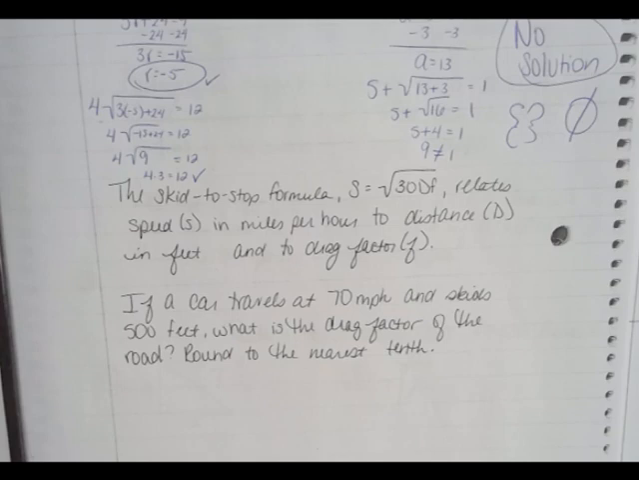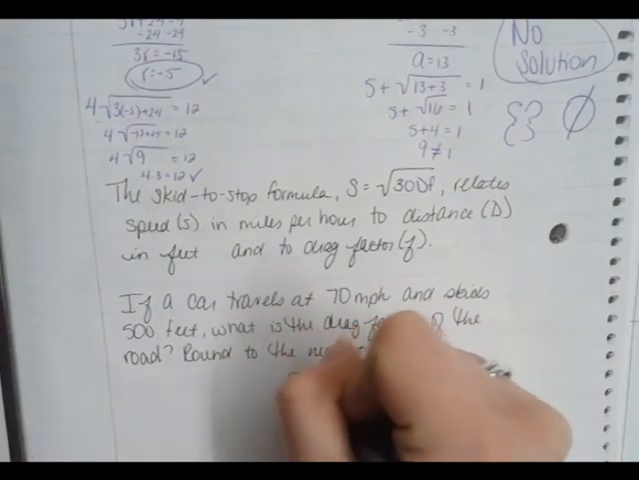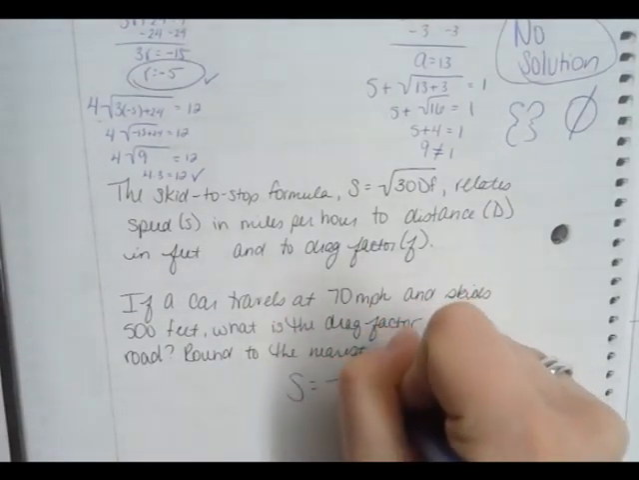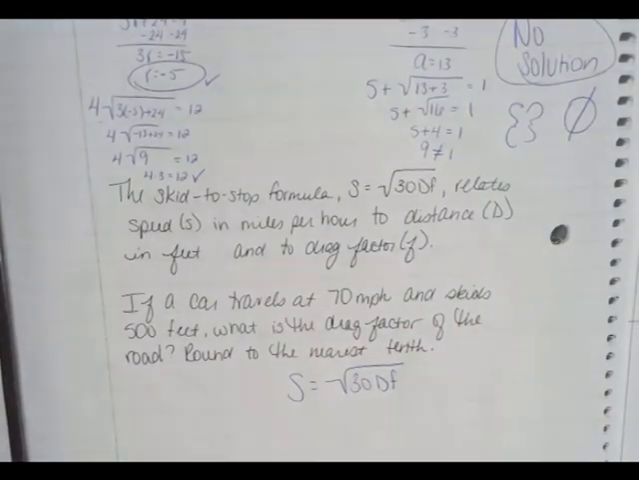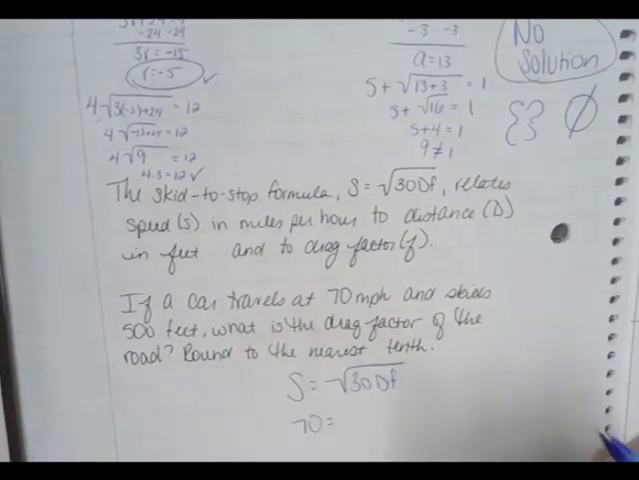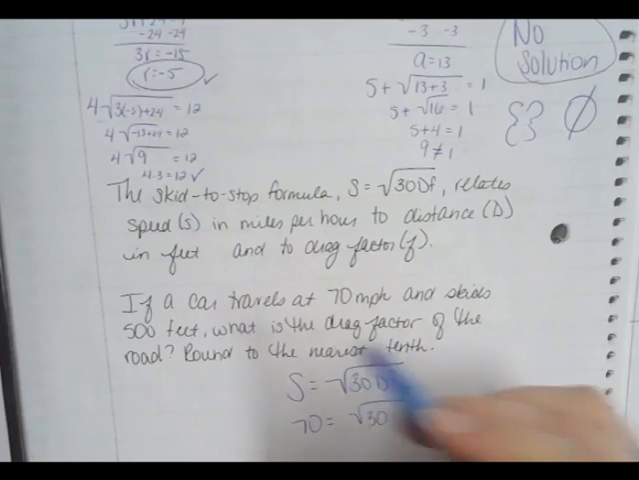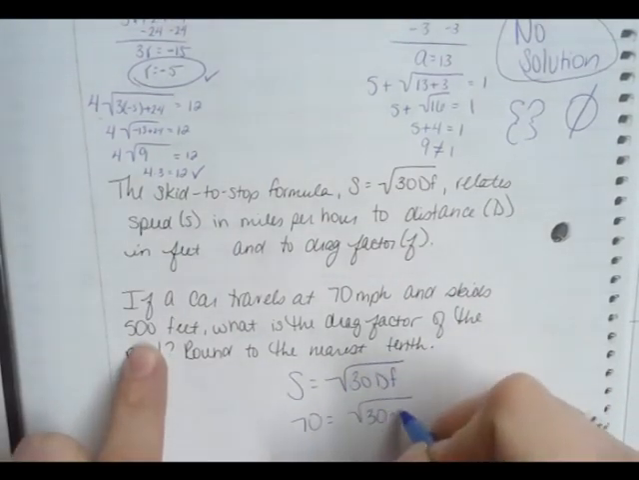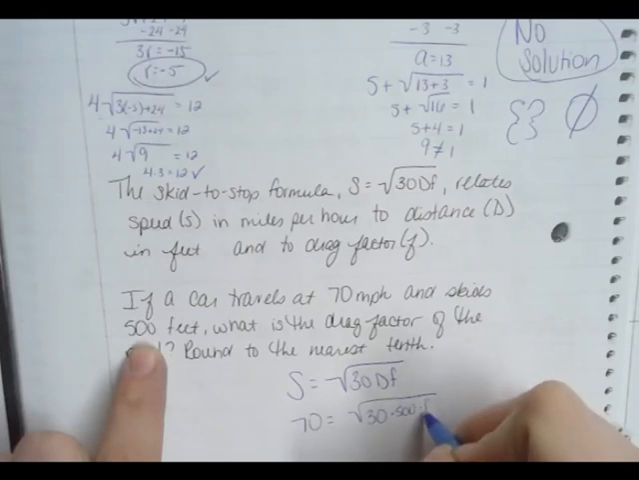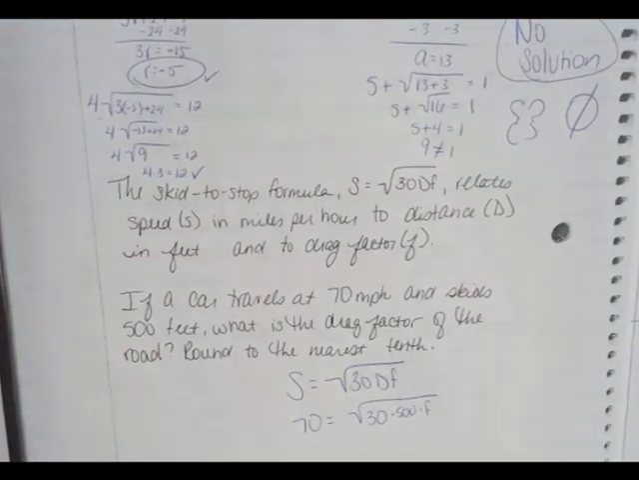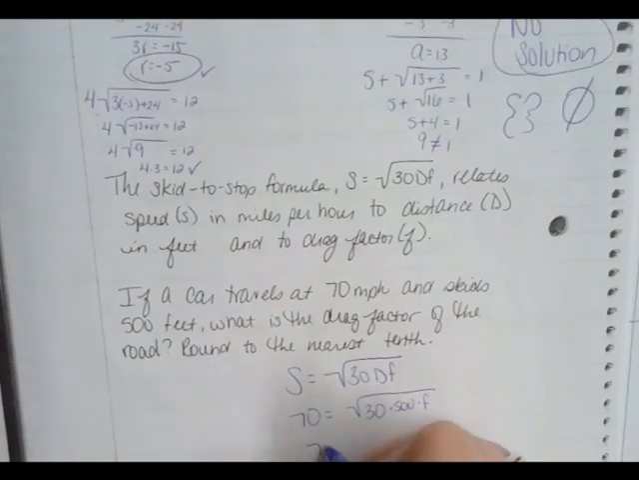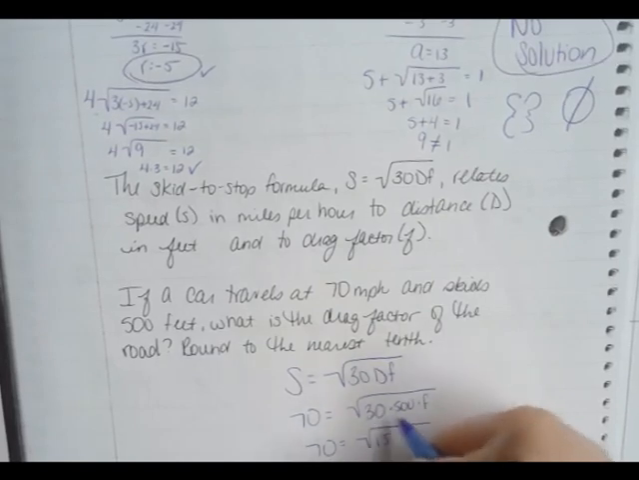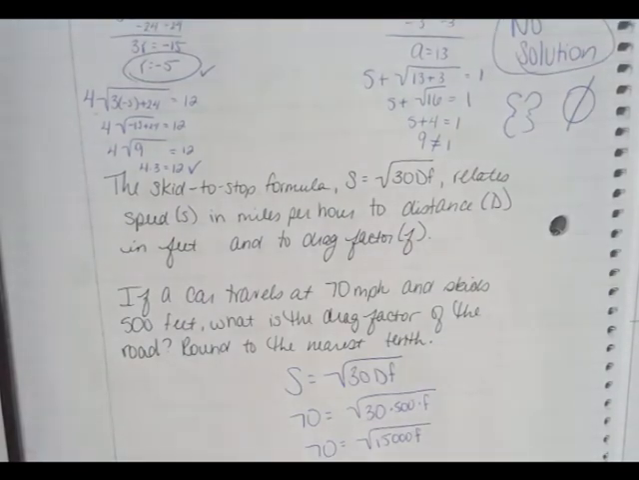So we plug in what we know. Again, it's S equals the square root of 30 times D times F, where S is speed, D is distance, and F is drag factor. So we know our speed, it's 70 miles per hour. It equals the square root of 30 times the distance that they skid was 500 feet. And we don't know what the drag factor is. That's what we're trying to figure out. So now we solve for the variable. We would have 70 equals the square root of 30 times 500, which, 30 times 5 is 15, and then there's 3 zeros. So it'd be 70 equals the square root of 15,000 F.